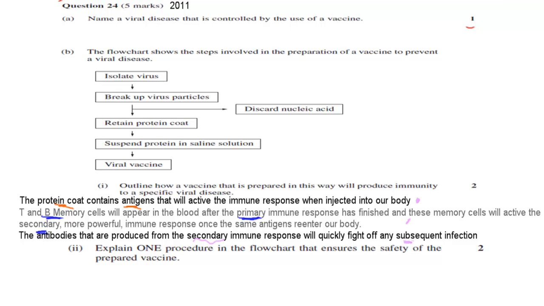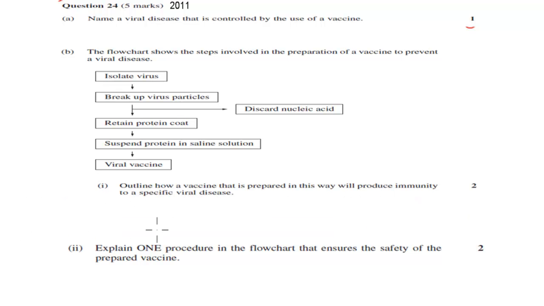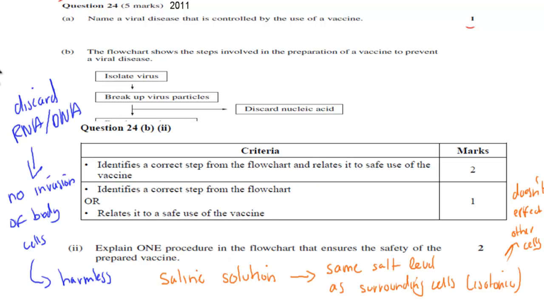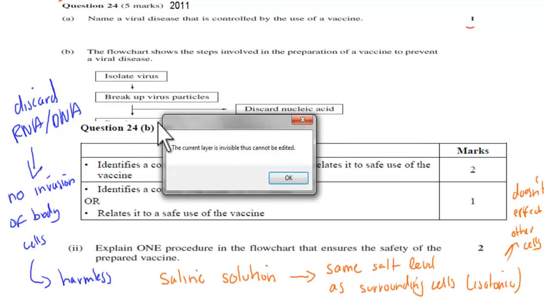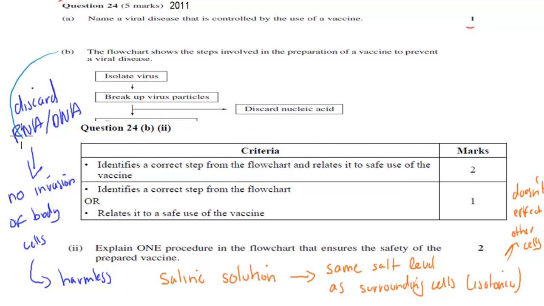Alright, so the last one was this one, and it says explain one procedure in the flowchart that ensures the safety of the prepared vaccine. You could have talked about 2 things. You could have talked about the discard the RNA DNA part, right? Because by discarding that DNA part, we have no invasion of body cells. They need to have this DNA to be able to invade body cells, right? They need to replicate. So no replication for these viruses.